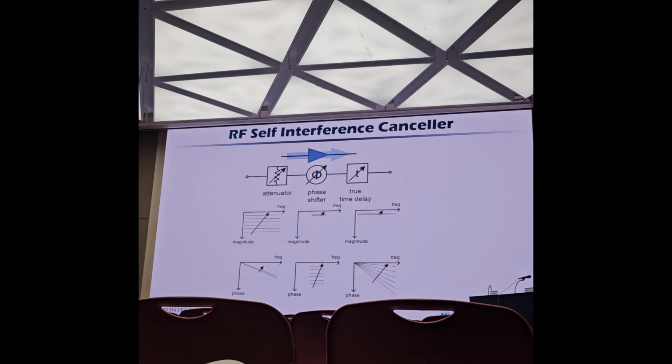So how can we make a self-interference canceller? In our lab, we use an attenuator, a phase shifter, and a time delay circuit. By the attenuator, we can control the TX signal magnitude, and the phase shifter can control phase. And if we want to make the cancellation wide at a wide bandwidth, we need to change the phase slope or group delay.